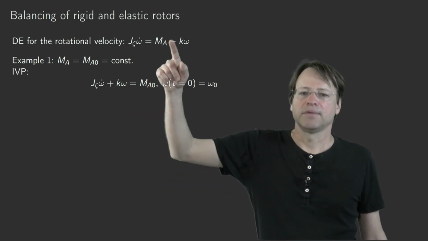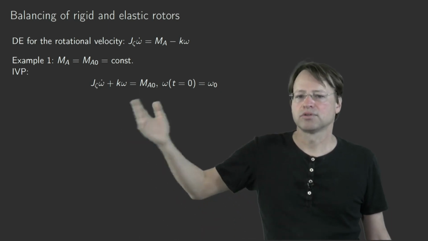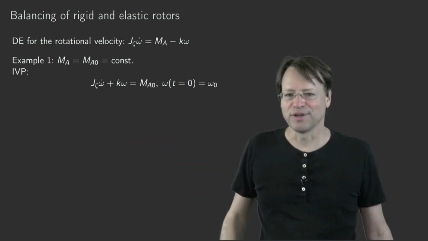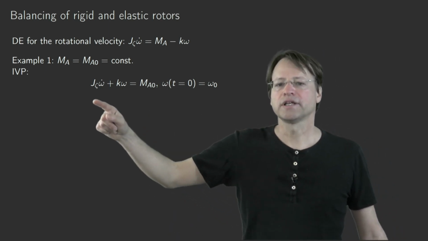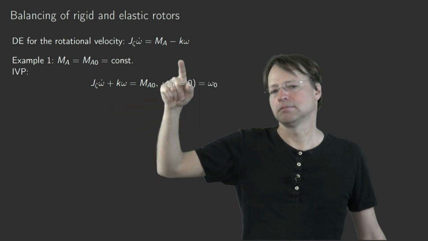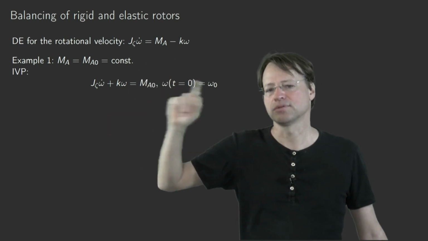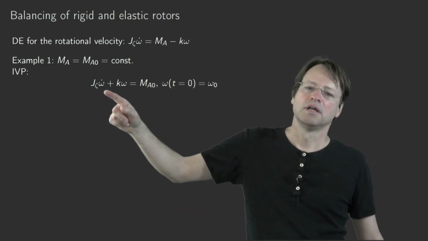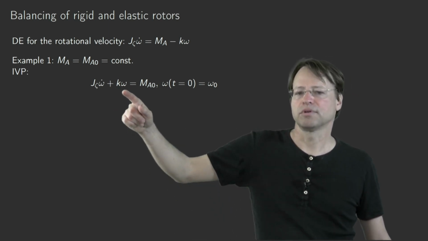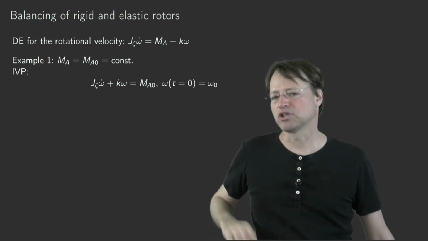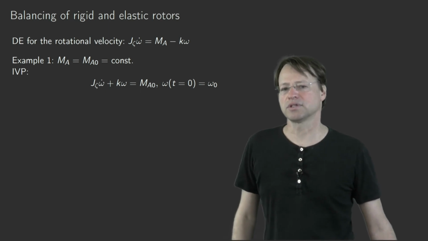So for that problem, M_A being a constant, we have an initial value problem, so an ordinary differential equation with some initial condition. The ordinary differential equation has been now written in a little bit different way. I took the term kω and put it to the left-hand side. So we have the function omega that we would like to compute. We would like to compute the time dependence of omega here, especially stationary solutions, on the left-hand side, and on the right-hand side we have our constant here.